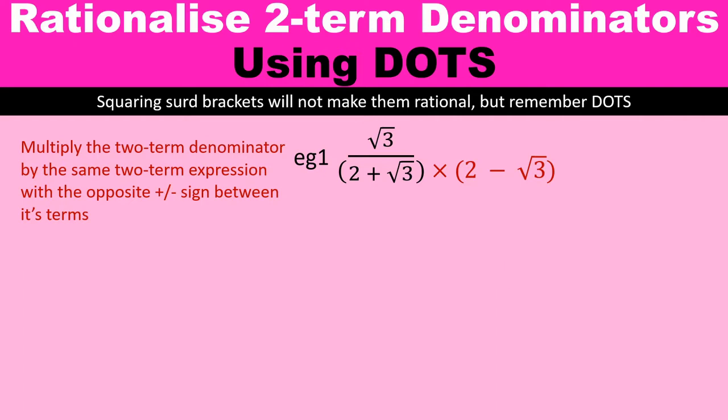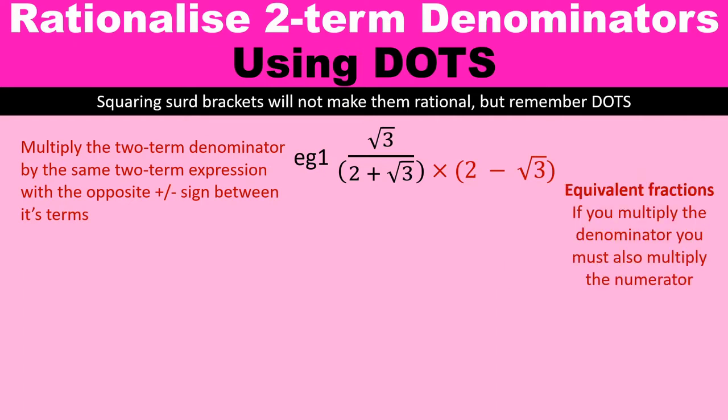If I multiply the denominator by 2 minus root 3, I better multiply the numerator also by 2 minus root 3 to keep this fraction equivalent. Now, don't worry if your numerator works out to be irrational. What we're trying to do here is simply rationalize the denominator. Expanding out the numerator, I would get root 3 times 2, so 2 root 3. And root 3 times negative root 3, rationalize that to make it negative 3.